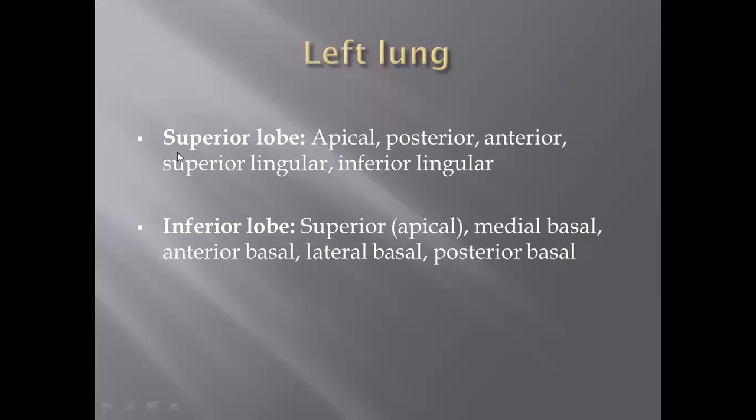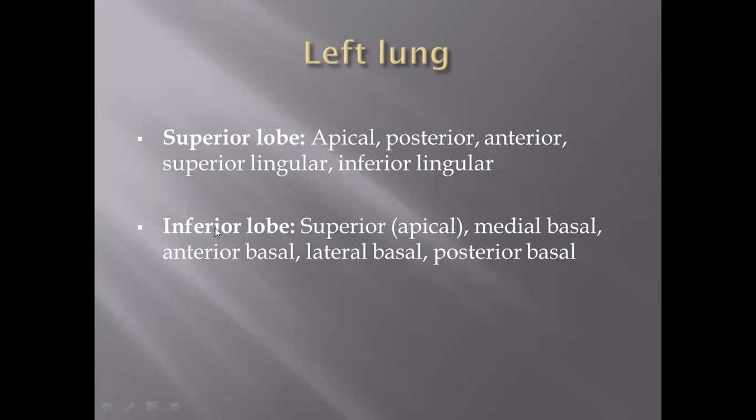So for the left lung, we know that the upper lobe or superior lobe has apical, posterior, anterior, superior lingular, and inferior lingular. So 5 bronchopulmonary segments for the upper lobe or superior lobe. Same way, 5 bronchial segments for the inferior lobe. The names: topmost we get apical, then you get medial basal, anterior basal, lateral basal, and posterior basal. Same like the right lung.